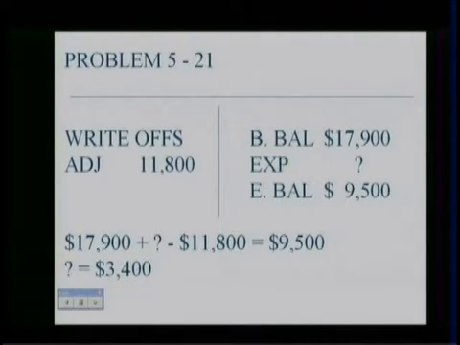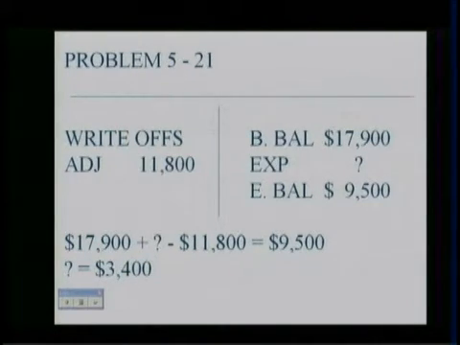When you add to that account, remember you debit bad debt expense and you credit the allowance account. So there I've written EXP question mark. That means we don't know that number. We don't know how much was added. However, we do know the ending balance was $9,500. Those two numbers, the $17,900 and the $9,500, came right off the balance sheet. Now the numbers on the left are when we wrote off the accounts that were uncollectible. Remember, we debited the allowance account and we credited accounts receivable. So we know that $11,800.